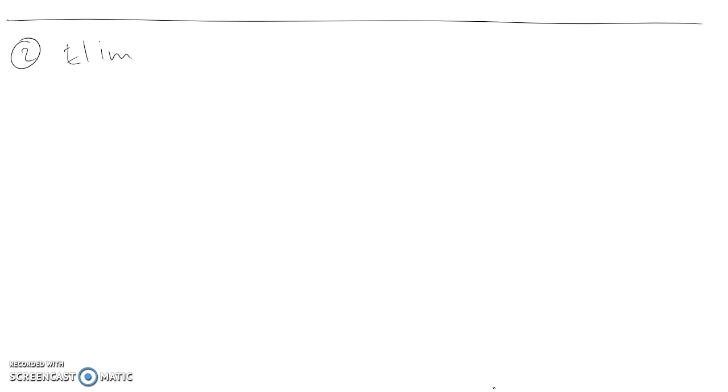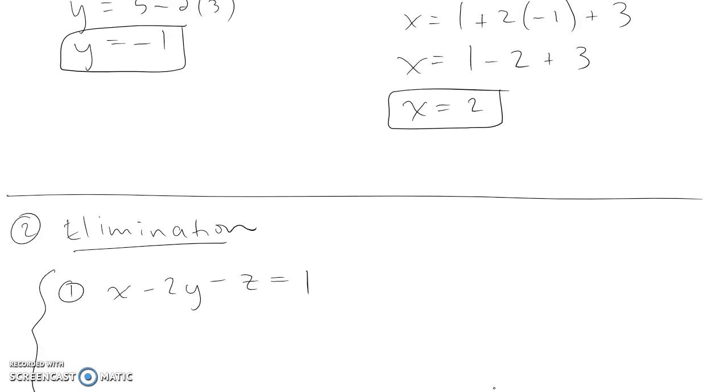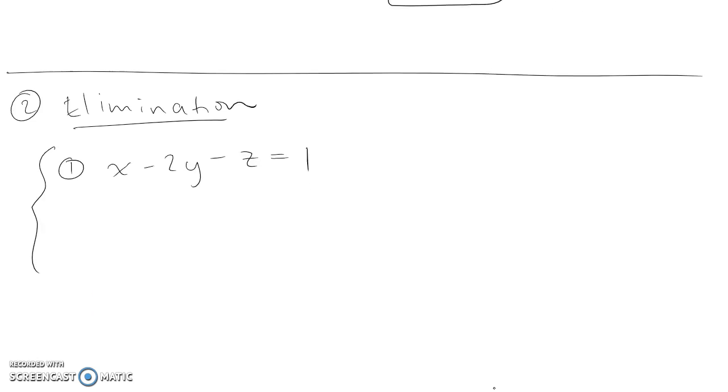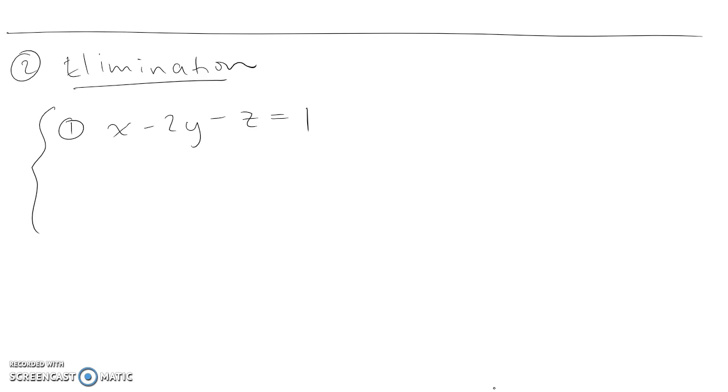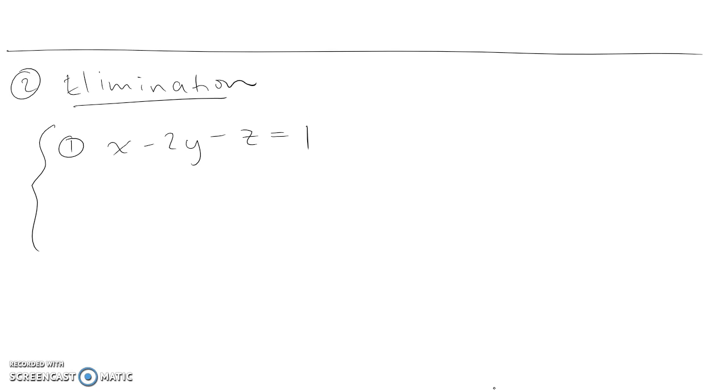Remember how I said there were 2 methods for solving this? So 2, we're going to call it elimination. All right. Now, let's start with our same system. x minus 2y minus z equals 1. Wait, is this the same system we're doing? No, this is not the same system. Let's do a different one. Yeah, this is the same. This is the same one. Okay, sorry.